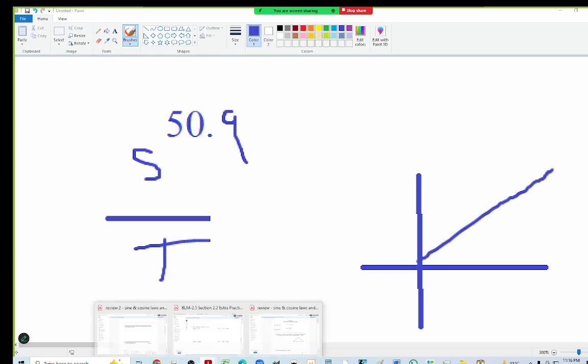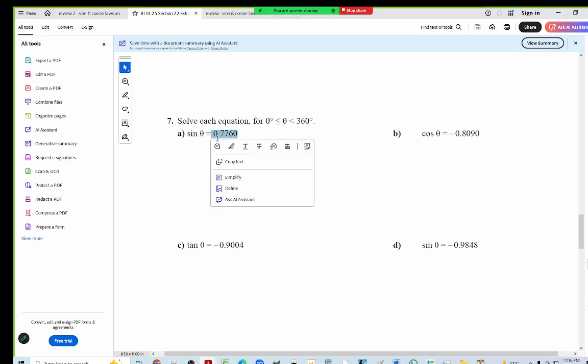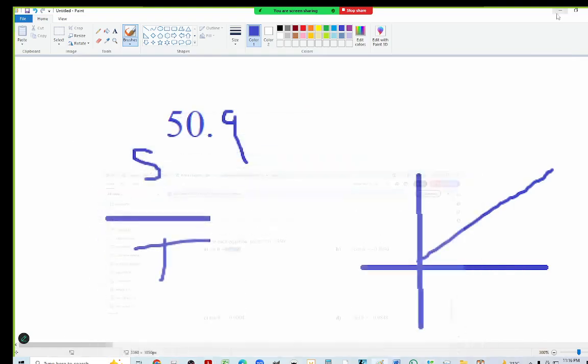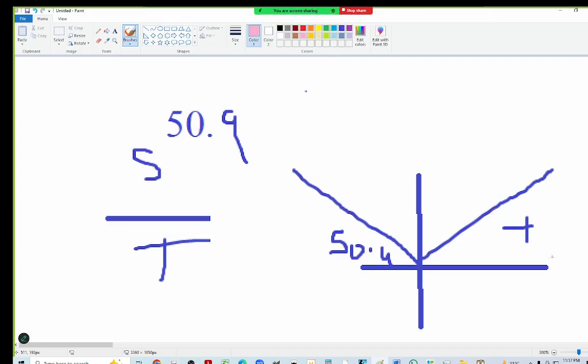They told me the sign was what? Positive or negative? Is that a positive result or a negative result? It's positive. So where else is sine positive? I know it's positive in quadrant 1. Where else is it positive? Quadrant 2, over here. So I'm dealing with another acute angle here that's 50.9, but that's not the terminal angle. This is the terminal angle here.